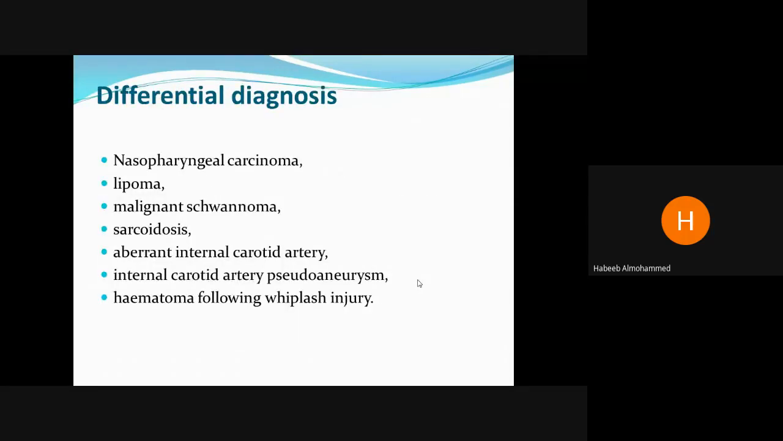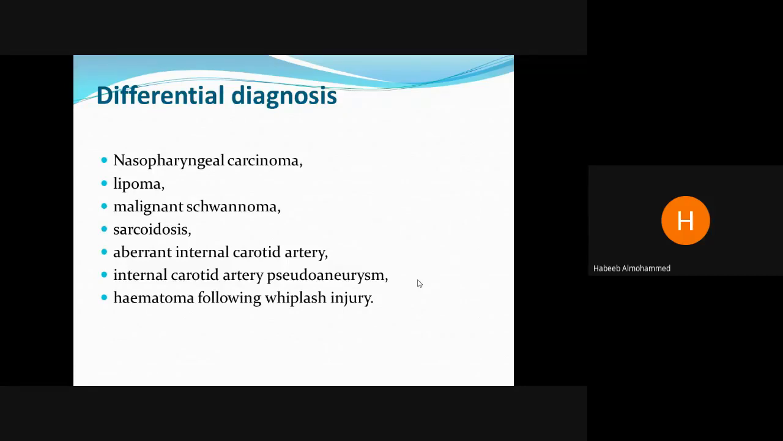Differential diagnosis: localized tumor in this area, like nasopharyngeal carcinoma, usually in adults. Lipoma usually has no signs and symptoms of infection. Malignant schwannoma also has no signs or symptoms of infection. For sarcoidosis and schwannoma, radiological diagnosis is helpful.